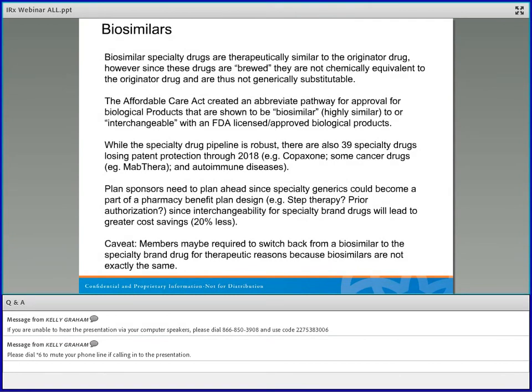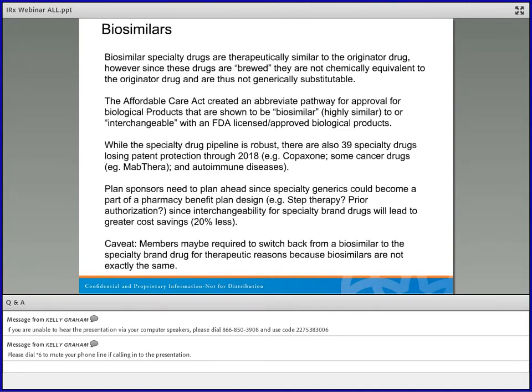A lot of times people keep using the term generic specialty drug interchangeably, and they think it's like a generic drug for Lipitor, where you can get atorvastatin. But they're totally different. As Greg said, these are really brewed. Every one of these is made differently, not manufactured mechanically or from a particular chemical component. Biosimilars are different, and an individual may react differently to a biosimilar as opposed to a brand drug.